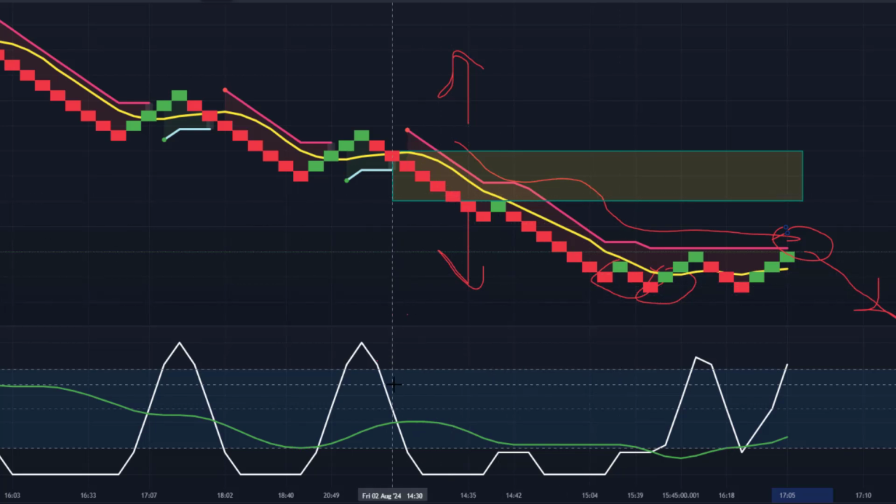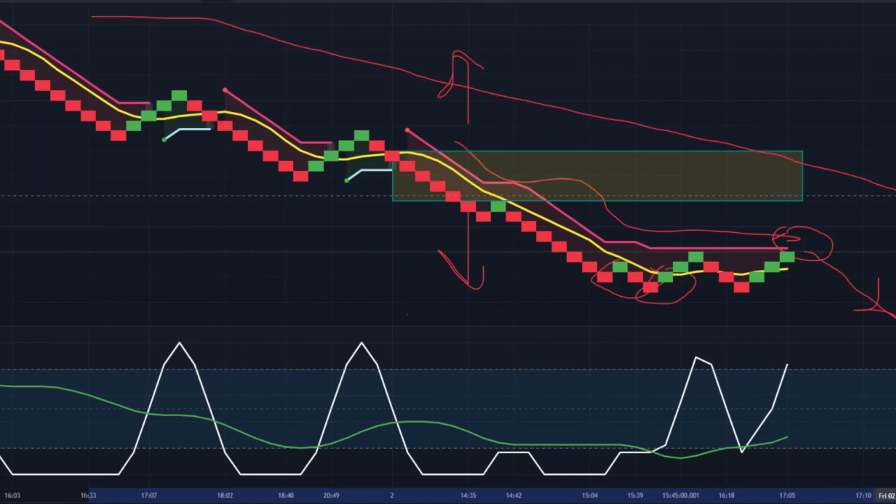I like the stochastic and the block together. What I haven't put on here is a longer-term moving average, which you might think about to cement the trend direction. If it's above it, we're bullish. If it's below it, bearish.